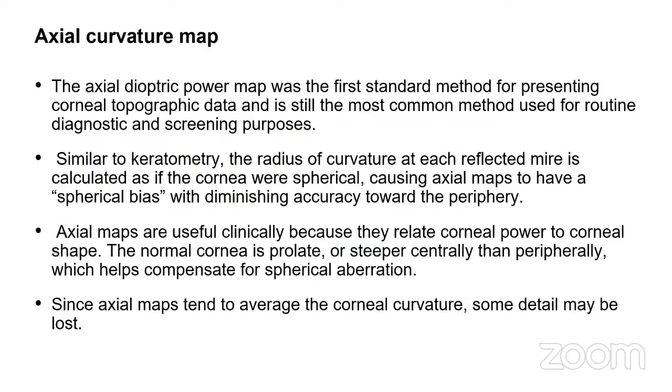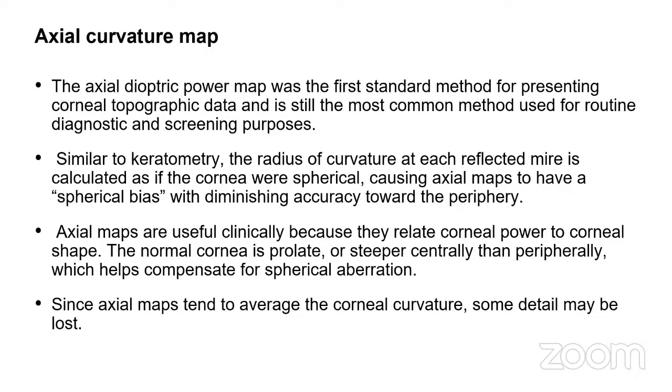Next, coming to the axial curvatural map, the axial dioptric power map was the first standard method for representing corneal topographic data and is still the most common method used for routine diagnostic and screening purposes. Similar to keratometry, the radius of curvature at each reflected mirror is calculated as if the cornea were spherical, causing axial maps to have a spherical bias with diminishing accuracy toward the periphery.